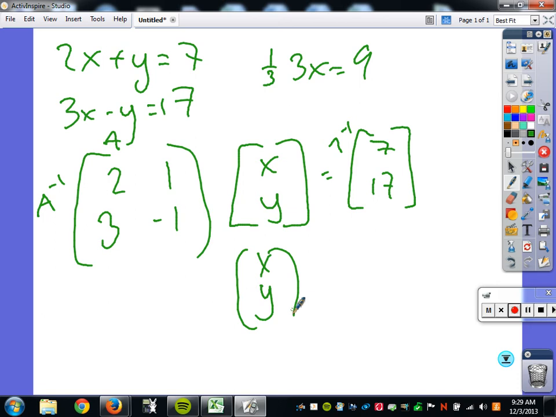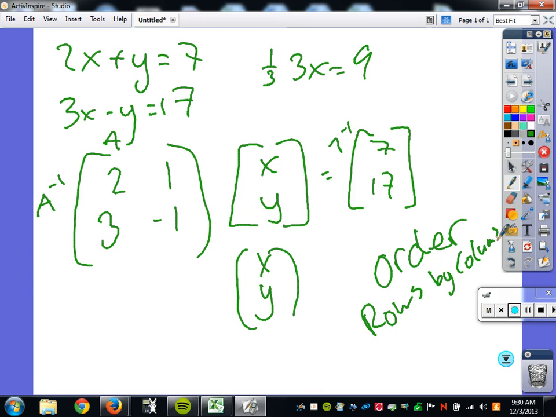But in order for us to do things, we have to tell its order. Its order is its dimensions. So when I ask what is the order of something, you're asking about the dimensions. And with the dimensions of a matrix, we always go rows by columns. Can somebody tell me the order of this matrix right here, matrix A, the coefficient matrix? How many rows are there? 2. How many columns are there? 2. It's a 2 by 2.